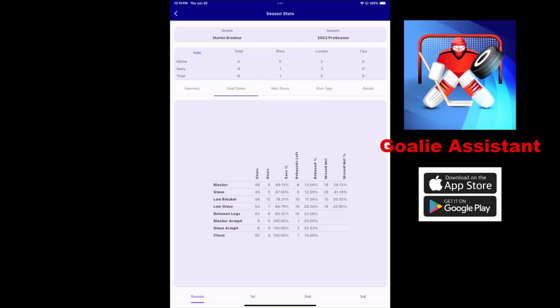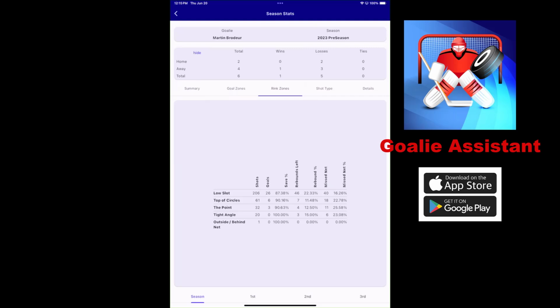And again, we can start looking at a season's worth of data. Where is he leaving his rebounds? Again, low glove and between the legs look to be the two highest. The armpit, right? We can even look here at his zones. Where are goals going in? Where are rebounds? Where are we getting missed nets? What do we want to work on next practice?